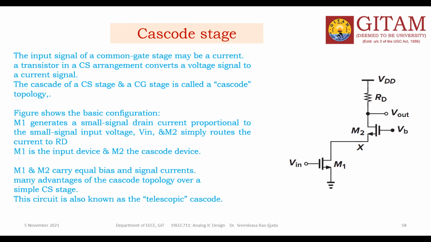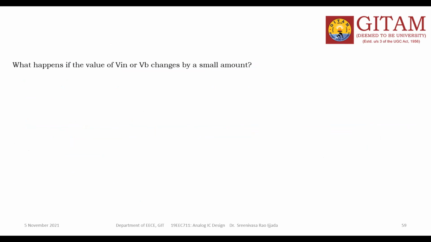Okay, I will keep this word aside to discuss later. My question now is, what happens if the value of Vin, that is the input voltage, or the biasing voltage, the fixed bias voltage applied to the gate of the CG stage, changes by a small amount? As a whole circuit, any changes may take place at either the input or the biasing point. What should be the consequences?